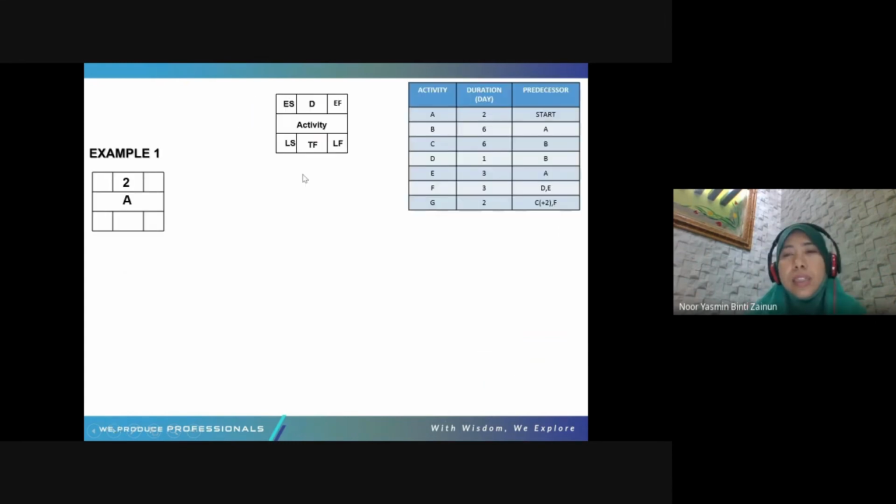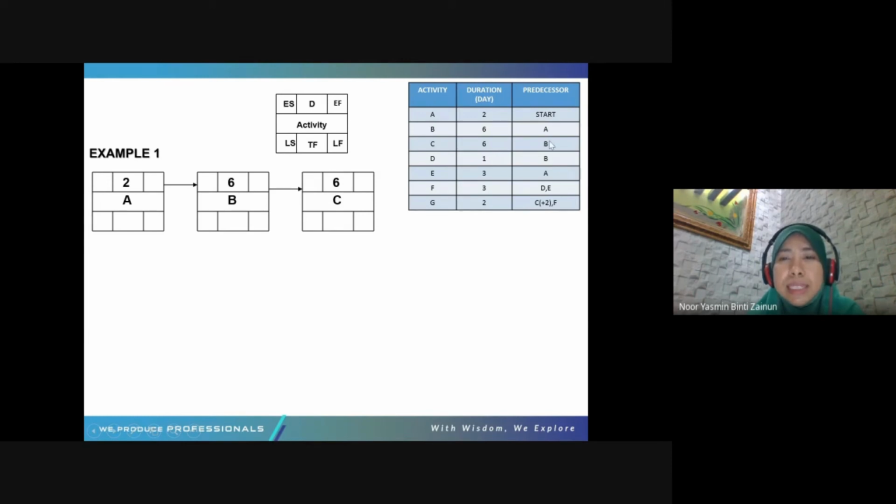Example number 1. The activity A started. Okay, the duration is 2. We put here 2 duration. And then activity B, the predecessor is A, means that after A finishes, then you can carry forward activity B. Okay, for B the duration is 6 days. Okay, and then after that, the predecessor for activity C is B. So after activity B finishes, C can carry forward. The duration is 6. Okay, but D also has a similar predecessor with C, which is B.